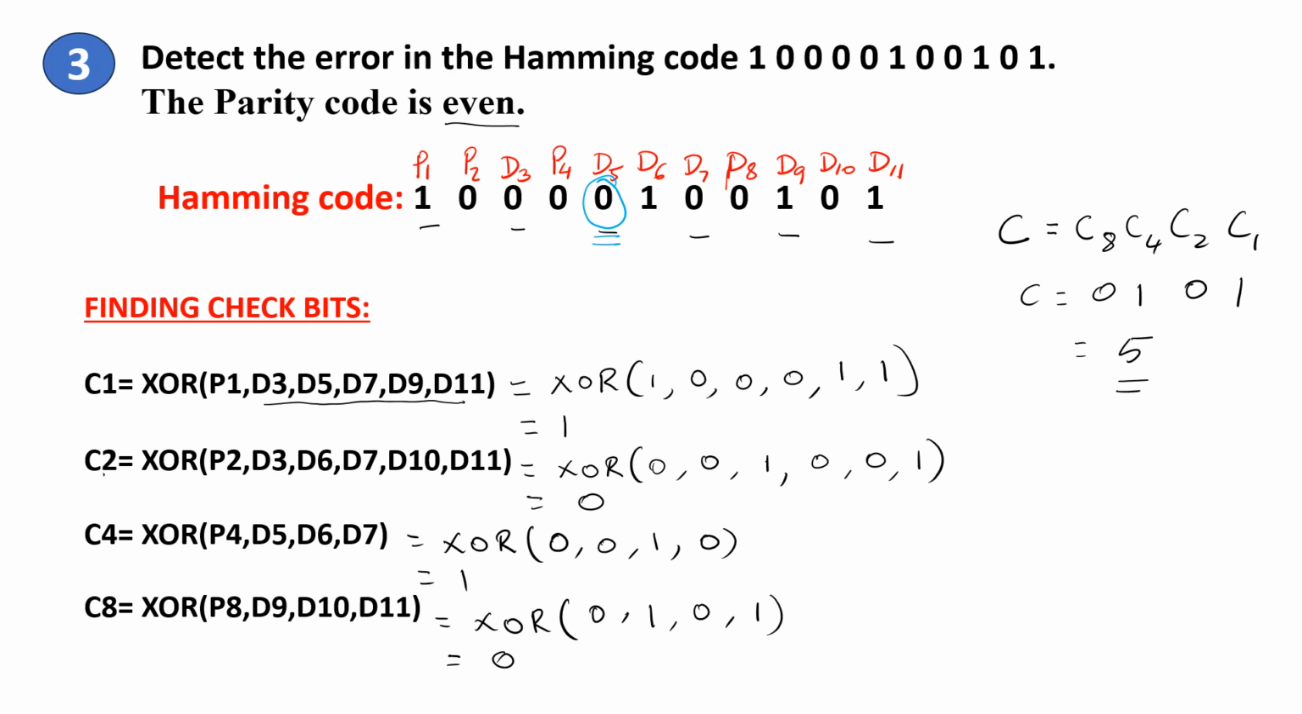So the correct Hamming code is 1 0 0 0 1. Since there's an error in this bit, I'm correcting it. 1, then 1, 0, 0, 1, 0, 1. So this is the correct Hamming code, and the error was detected in the 5th bit.